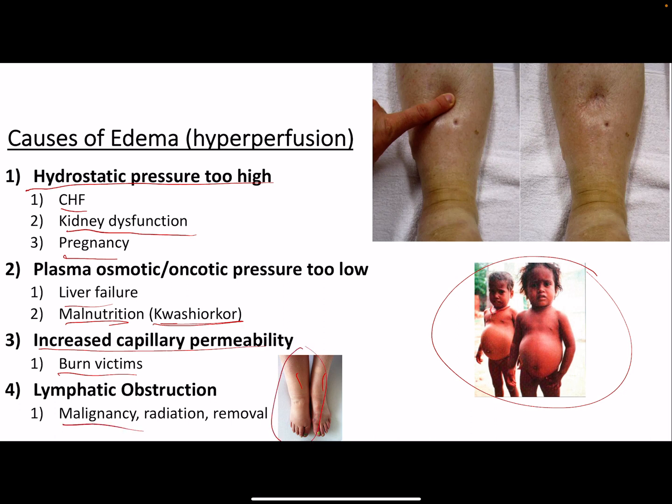Often this is because of malignancy. Maybe it's a sentinel node biopsy. Maybe there's a lymphoma. Maybe there's radiation and it damaged some lymph nodes. But whatever the case, you're not draining properly on their right leg, hence the edema.